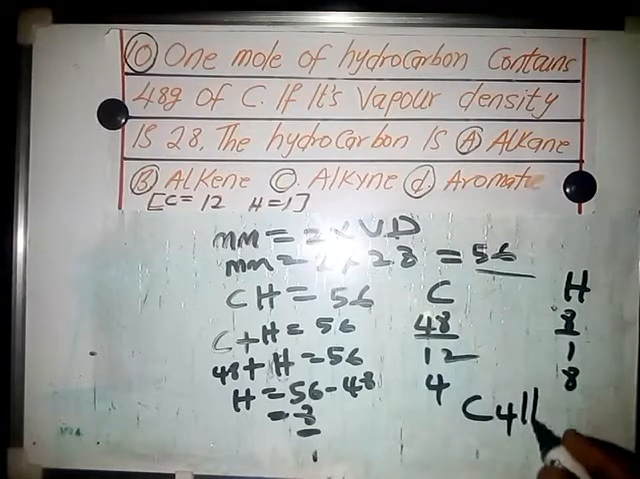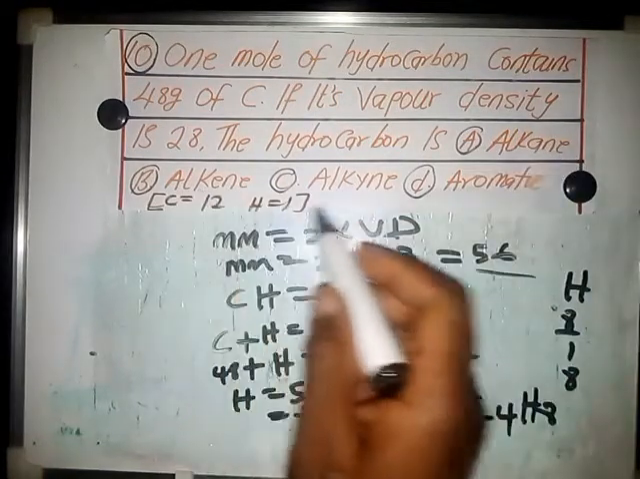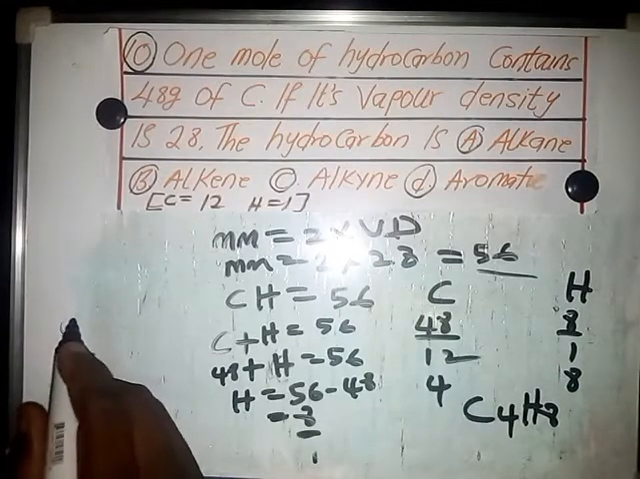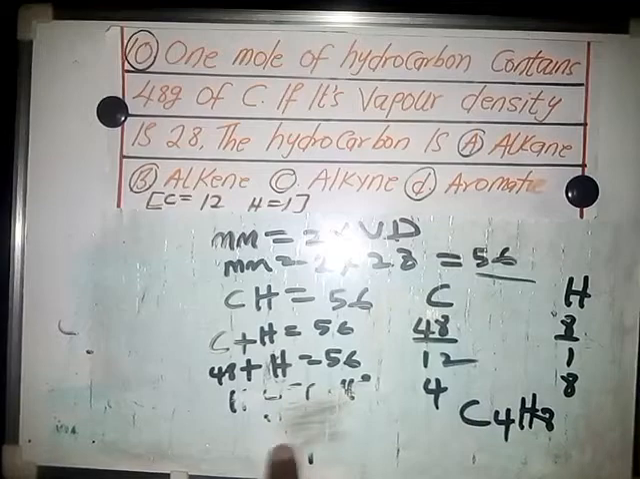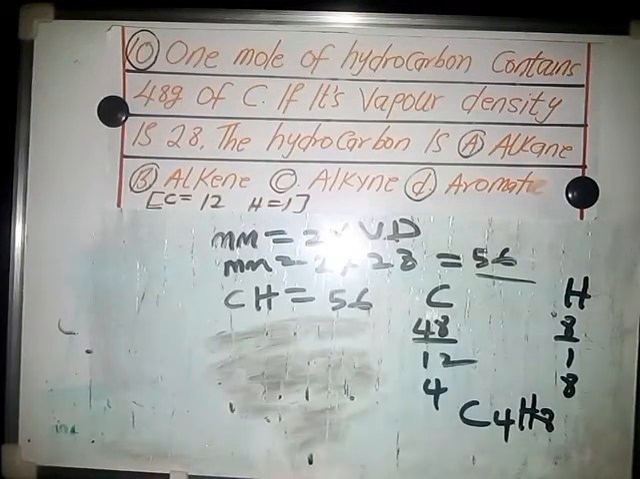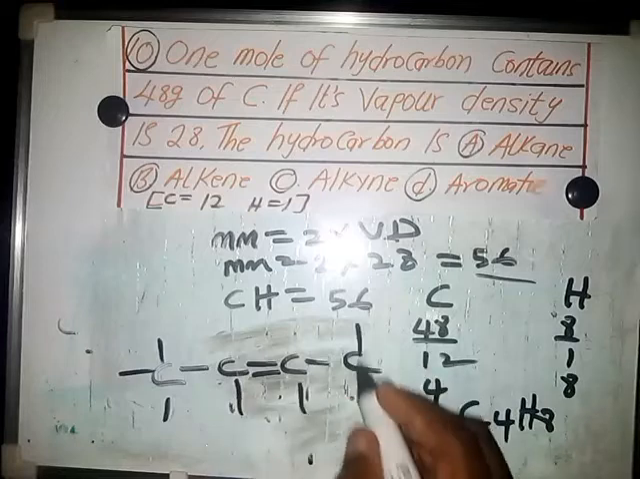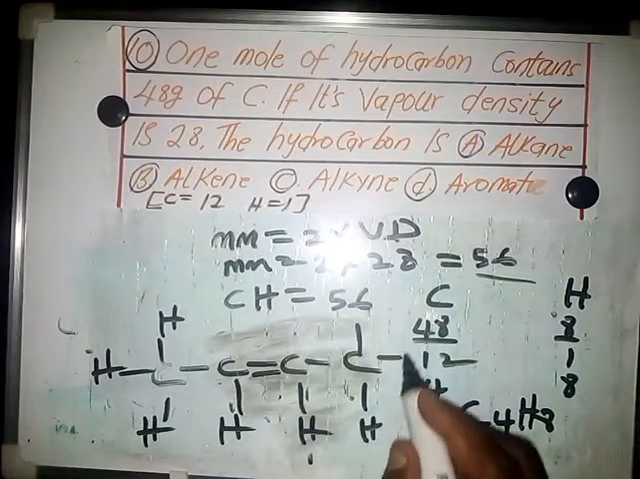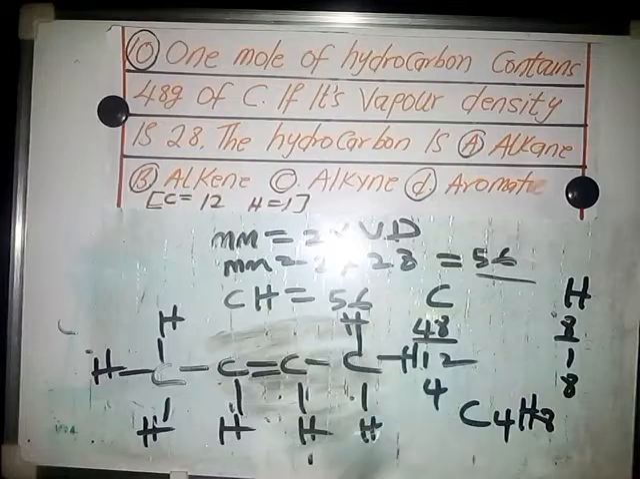That is C4H8. So you have to draw the structure to know whether it is an alkane, an alkene, or can be aromatic. So you say C4H8 is this. I want to draw the structure here. So 1, 2, 3, 4. So this is C4H8. 1, 2, 3, 4. Count the hydrogen: 1, 2, 3, 4, 5, 6, 7, 8. So C4H8.